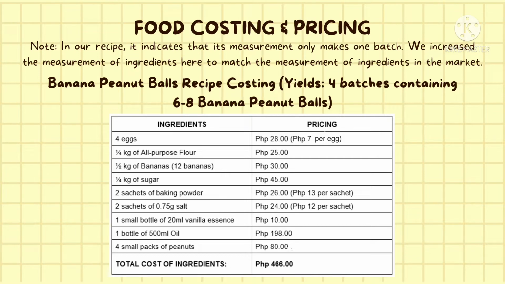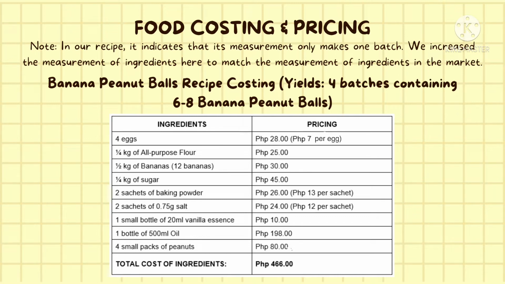Let us first note that originally in our recipe, it indicates that its measurement only makes one batch. We increased the measurement of ingredients here to match the measurement of ingredients in the market, which is why our banana peanut balls recipe costing yields 4 batches containing 6 to 8 banana peanut balls. Here are the ingredients and their prices.